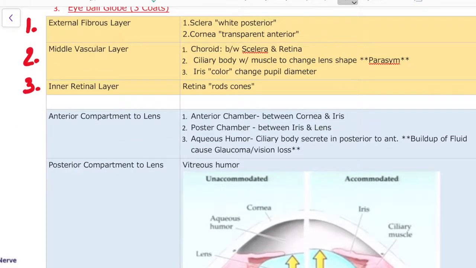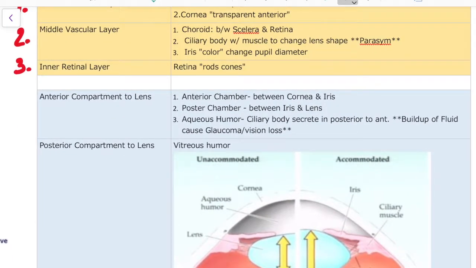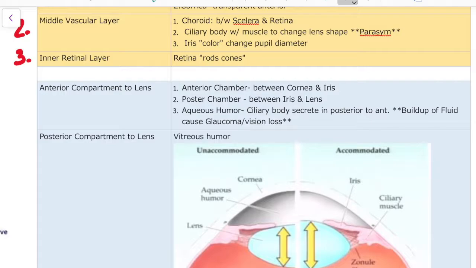If we keep going, we have two compartments that we can split the eye into. Here we have the lens right here. Anything in front of that, we will call the anterior compartment of the lens. Anything behind it will be the posterior compartment. The anterior can be subdivided. We have the anterior chamber, which is located between the cornea and the iris, so all of this is the anterior chamber. The posterior chamber is between the iris and the lens.